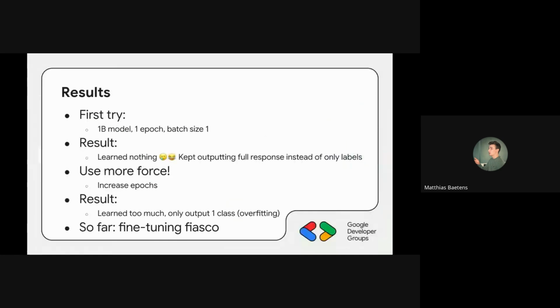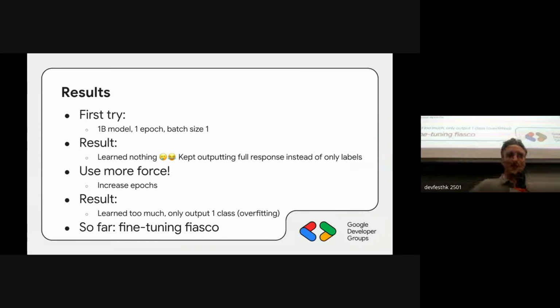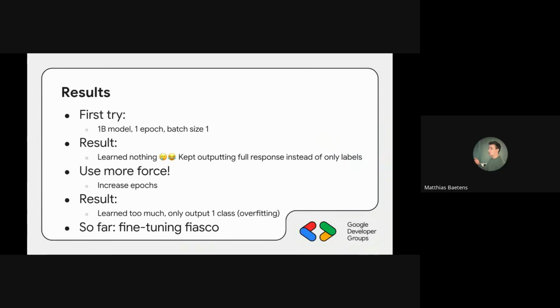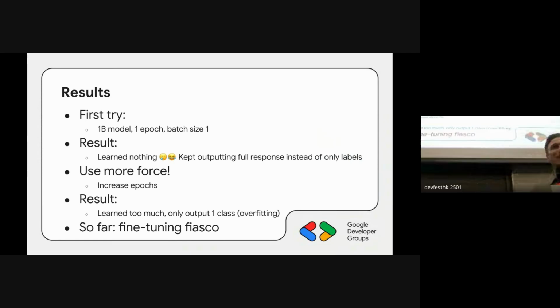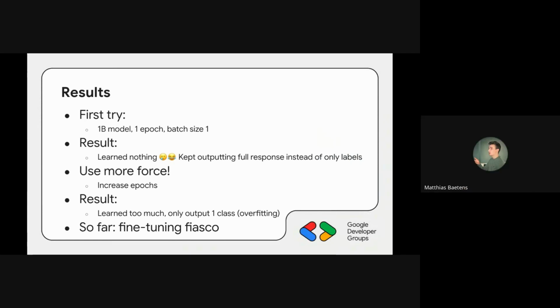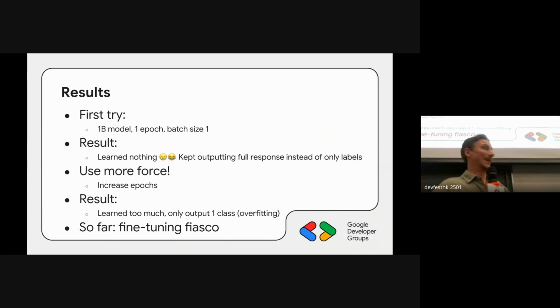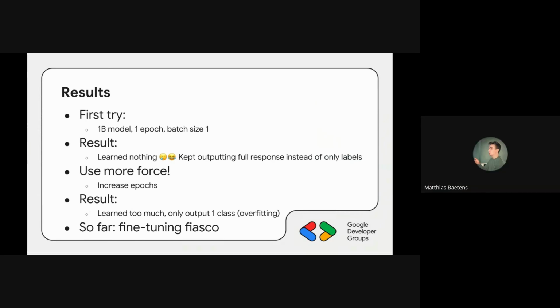So, results. I first tried just the one big model with a small batch size, like one batch size, and it basically learned nothing. It kept outputting full responses instead of just the labels that I was looking for. So what's the obvious thing to do? Use more force, train for more epochs, and the result was completely over. It learned way too much and predicted only one class. So far, I think it's fair to say it was a fiasco.